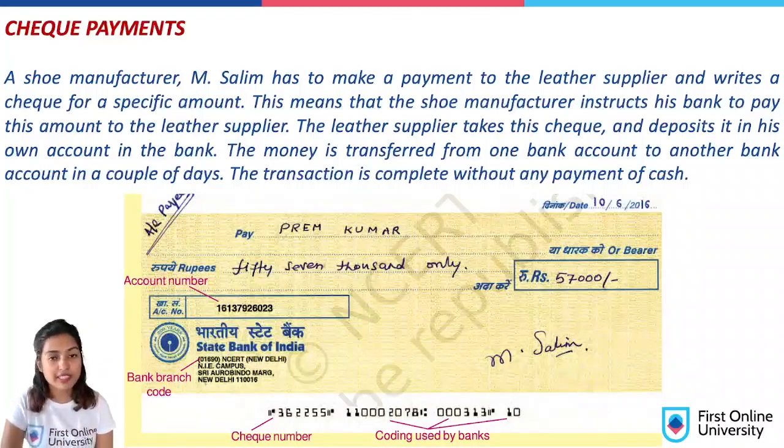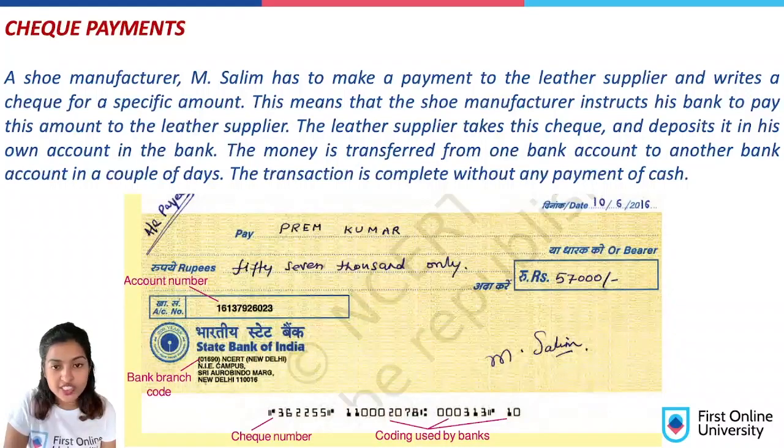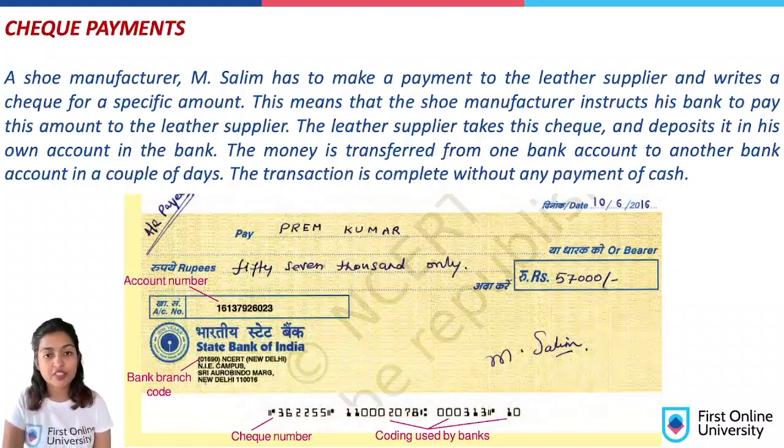So this is how a basic check looks. You can see the different notations that are here. You have the account number, the bank branch code, the check number, and the coding used by the banks, and the amount. And M. Salim has to sign on it.